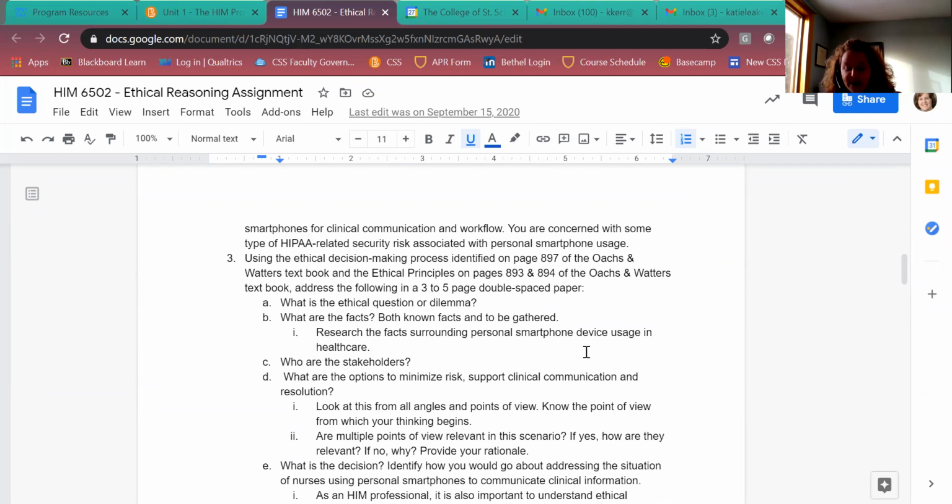And so, of course, the reading takes you through each of these elements. I want you to have a good foundation and an understanding of these before you dive into this assignment and tackle this ethical dilemma.